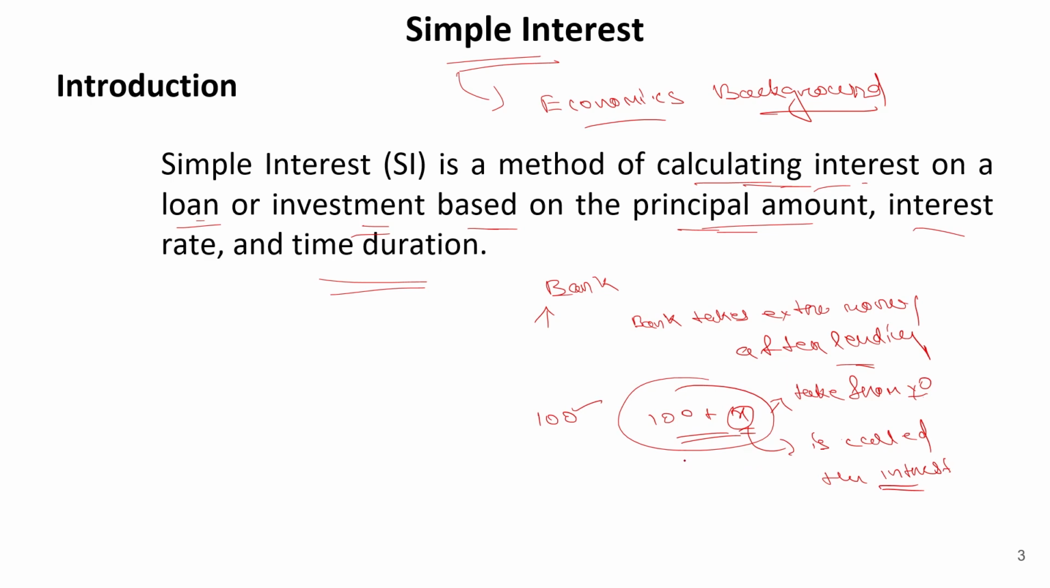Now you'll ask: if I borrow money for 1 year and someone else borrows for 2 years, is the X always the same? Let's say Anup borrows 100 rupees from the bank for 1 year, and Anuj borrows the same 100 rupees for 2 years. Will the interest be the same? The answer is no. There are several methods to calculate X, and different banks have different methods. One kind of method is simple interest.